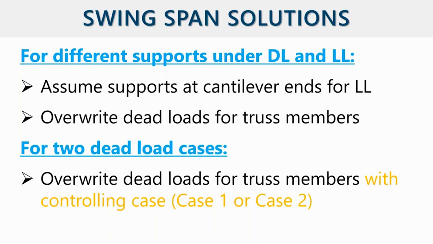According to experience, the members close to the pivot are usually the ones controlled by case 1. Some members close to the start and the end, and especially some diagonal members, may be controlled by case 2. Many times you can decide that by experience, or if you're not sure, the worst case, you just run case 1 and case 2, then compare the results, find which member is controlled by case 1 and which by case 2, then override the dead load for that truss member.